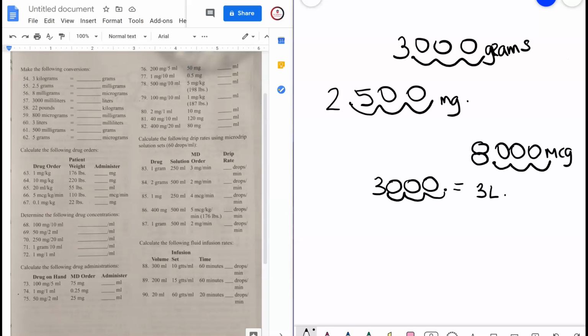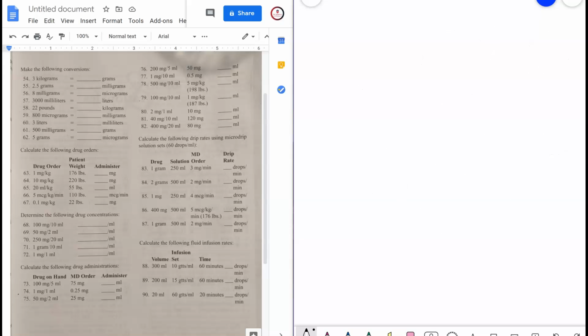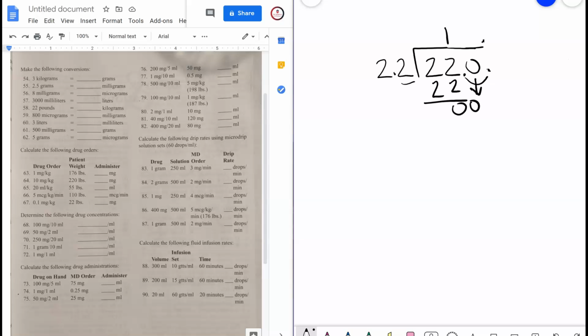All right, now 22 pounds to kilograms. So let's start with a fresh slate. This is going to require some division. If you have 22 pounds, you're going to divide by 2.2. Remember, you put that decimal in and move it over 1 for both sides. So 22 goes into 22 once. Bring that 0 down. 22 into 0 is 0, so that means it is 10 kilograms.